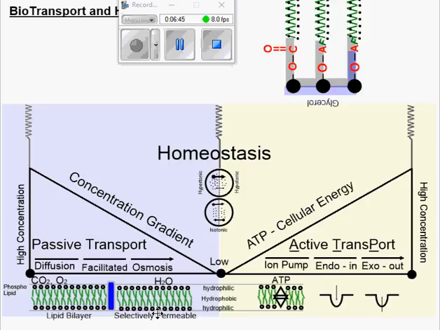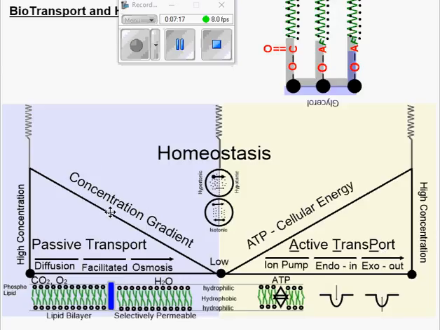Both endocytosis and exocytosis use ATP. It takes energy to collapse the cytoskeleton in a very specific spot on the cell membrane for endocytosis. And because it uses ATP, it's a form of active transport. With exocytosis, it takes ATP to drag that vesicle out to the membrane, and because it used ATP, it's a form of active transport.